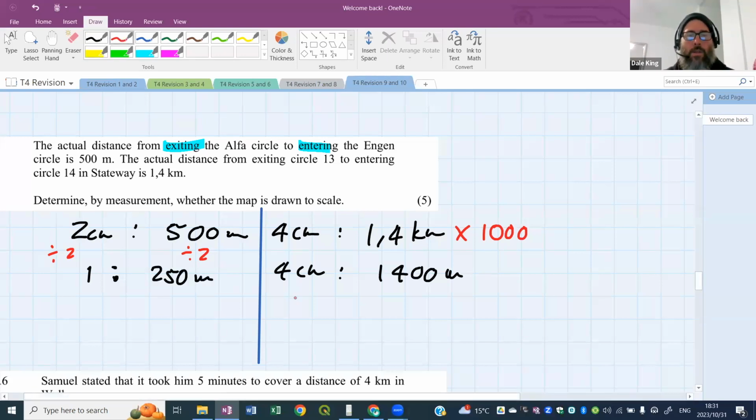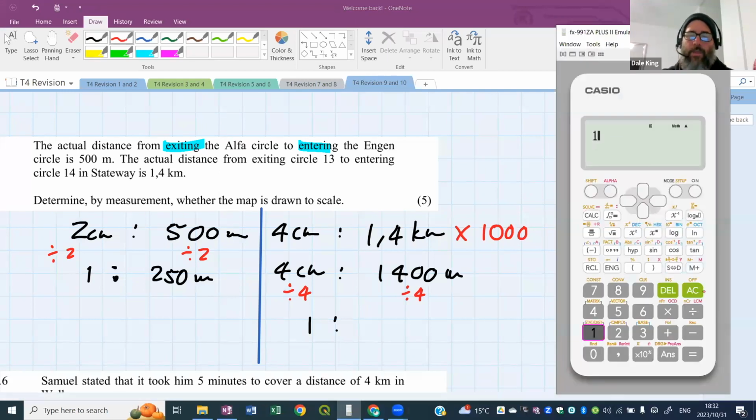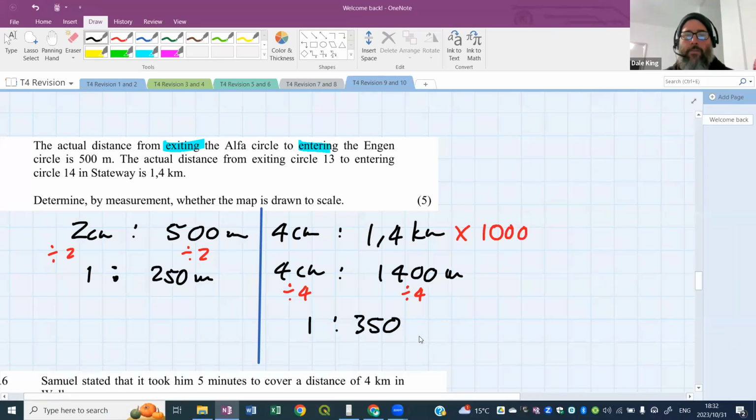If I do something similar to the right-hand side, the other road we measured, I want to make this a 1. So I'm going to divide that by 4. That'll give me a 1. And on the other side here, I'm also going to divide this by 4. And then I'm going to get my calculator out and see if this gets me something similar, 350. All right. So 1 centimeter on the left, for the road we measured on the left here, 1 centimeter equals 250 meters. But on the right-hand side here, 1 centimeter represented 350 meters here.